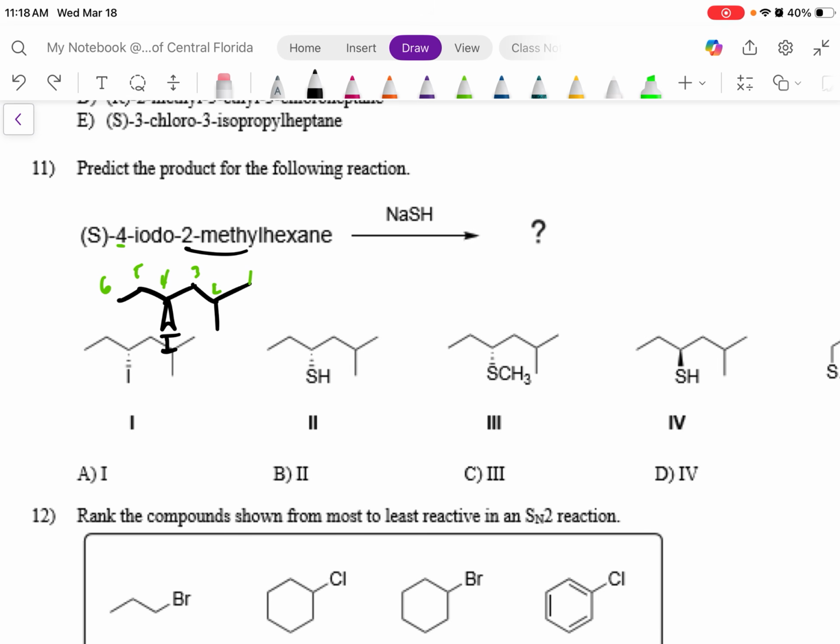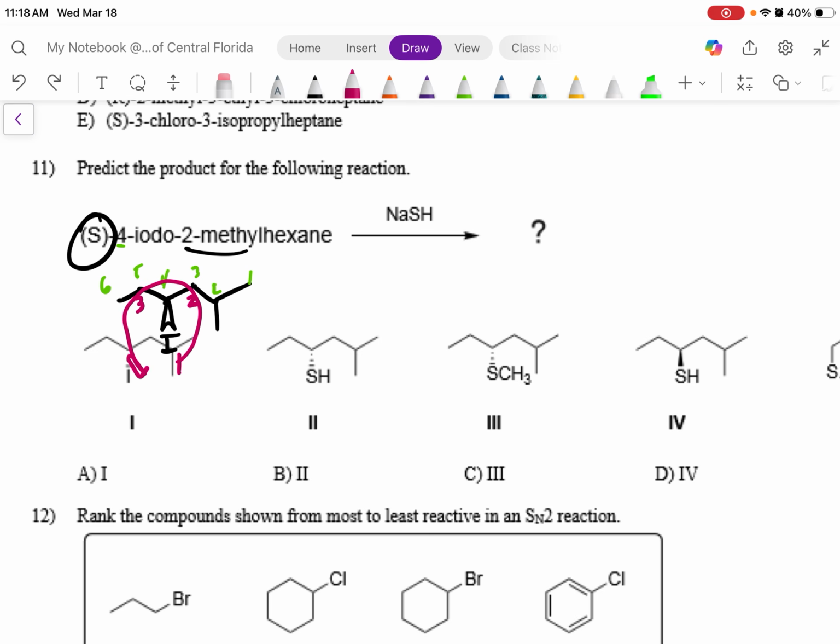Now I just need to double check. Is the starting material, it says it has to be an S. So did I draw the S? Iodine priority 1, 2, 3. The hydrogen that's dashed is priority 4. But I'm not going to worry about that because it's on the dash.